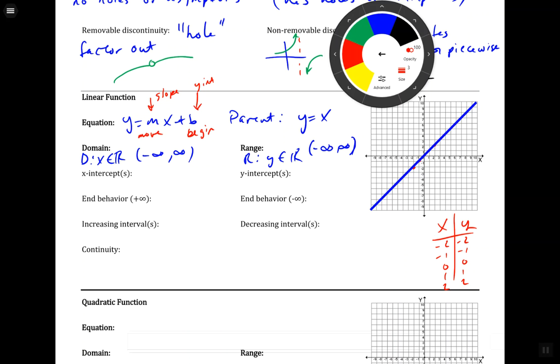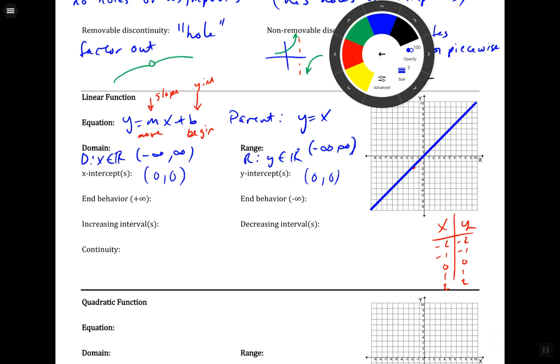So x-intercept is what? Where does it cross the x-axis? (0, 0), right? What's the y-intercept? Where does it cross the y-axis? (0, 0). Now, if you have a different line, will you have an x and y intercept? Yes, besides (0, 0).